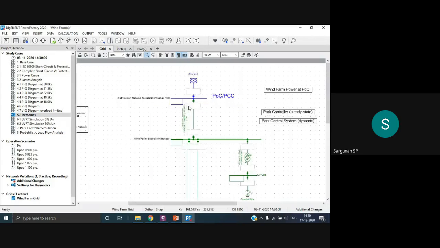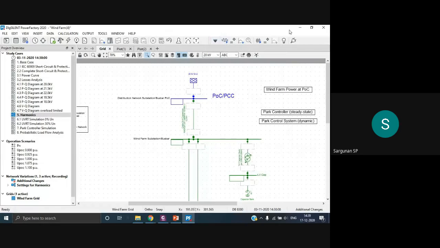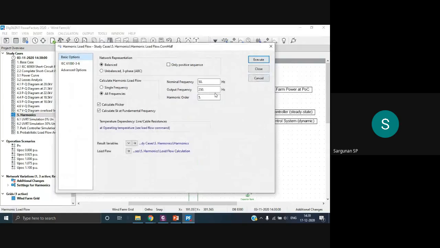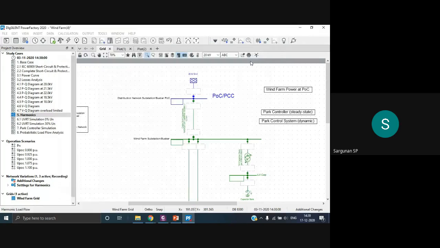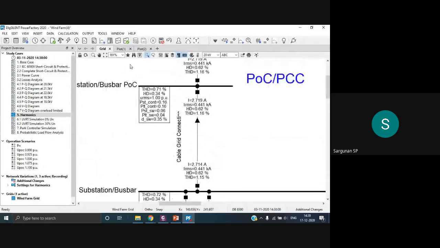Fine, I will just execute it. So here, if you click this, you'll be able to see the power quality and harmonics, and the options will appear here. So if I just enable here, okay, I'll be executing. I'm just executing it. Fine. Here you can see the individual harmonic distortion and the total harmonic distortion at this point of common coupling.